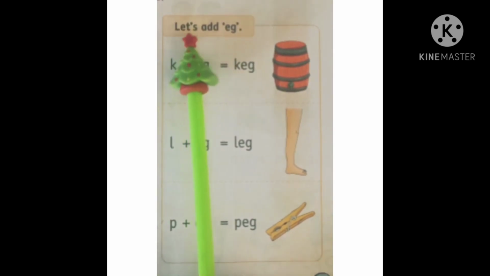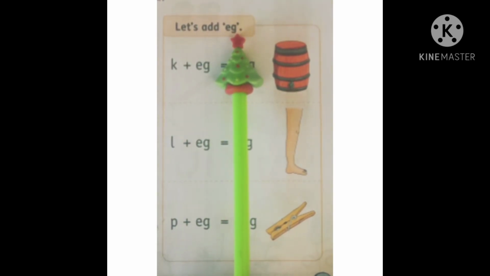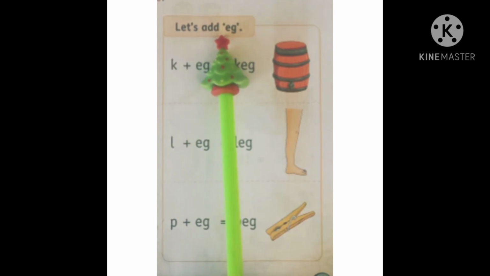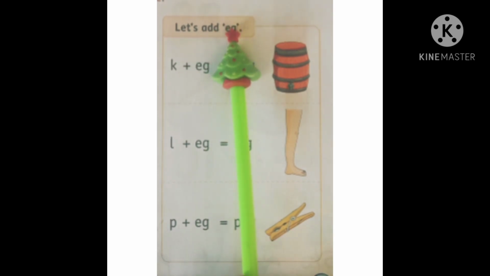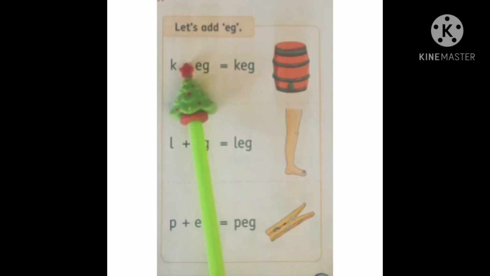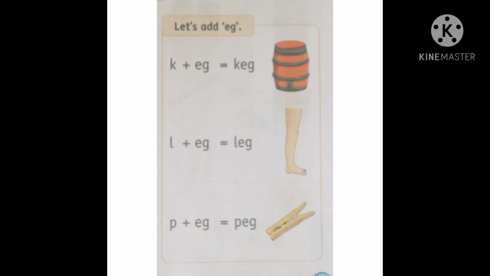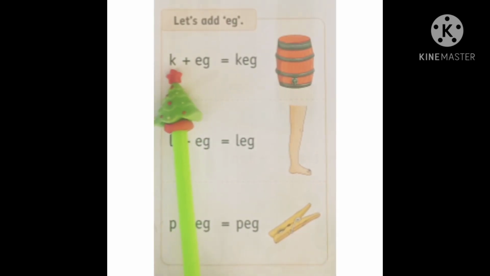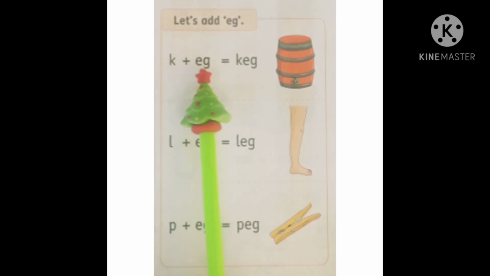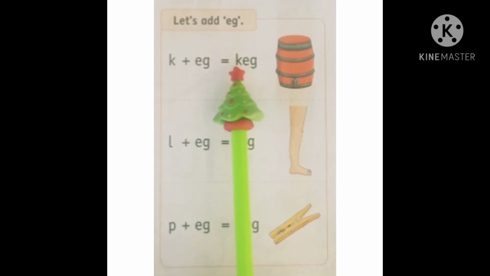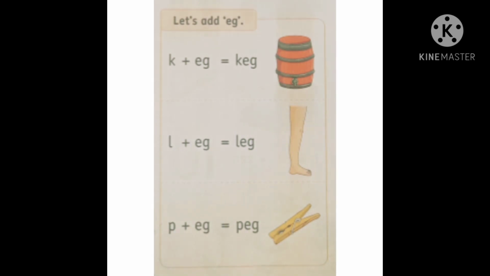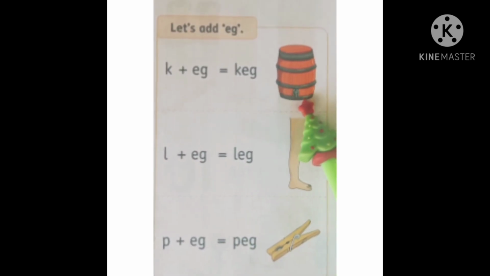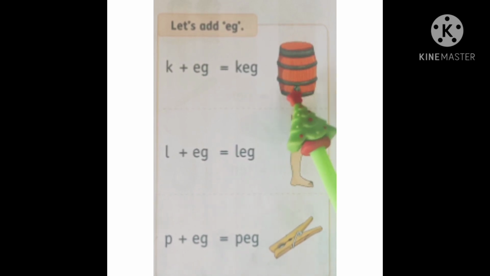Now let's add eg. E says eh. G says g. It makes eg. We are going to add eg to the consonant letters. It's a letter K. K says k. Add eg. It makes k, eh, g, keg. Keg is like a wooden drum in which you store things.